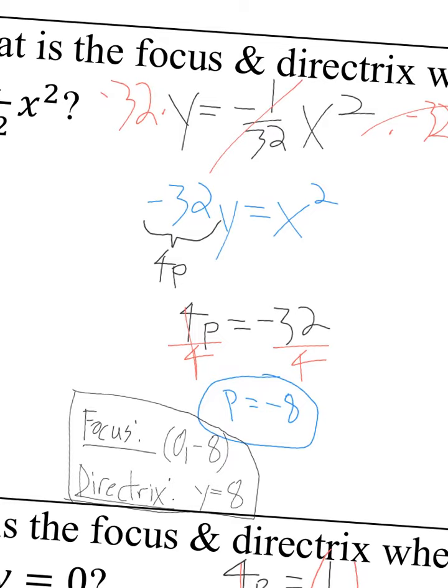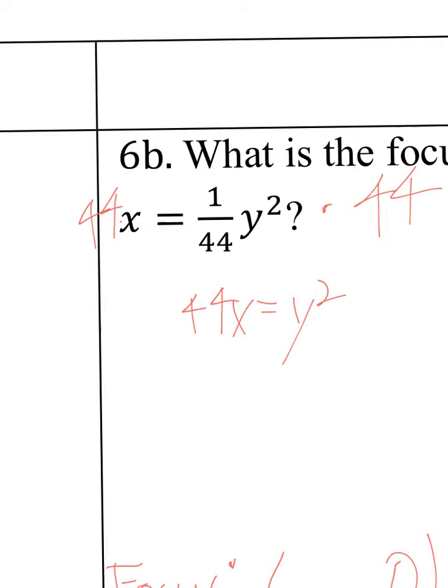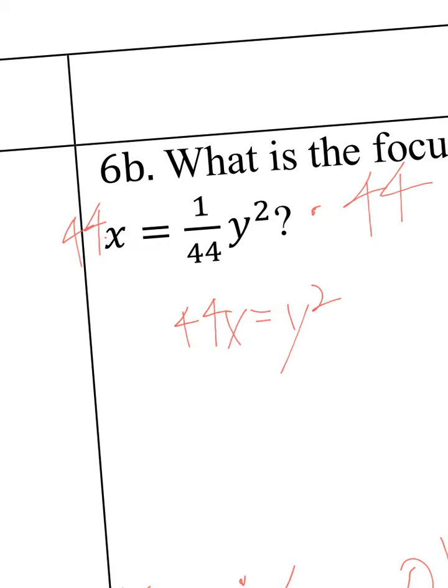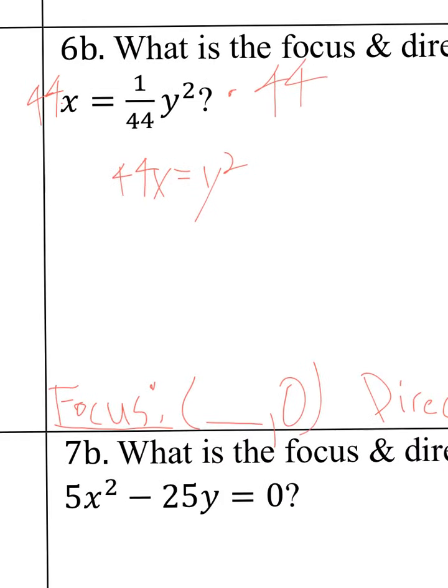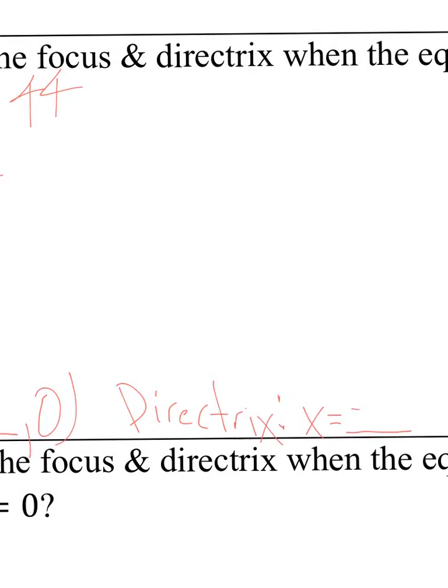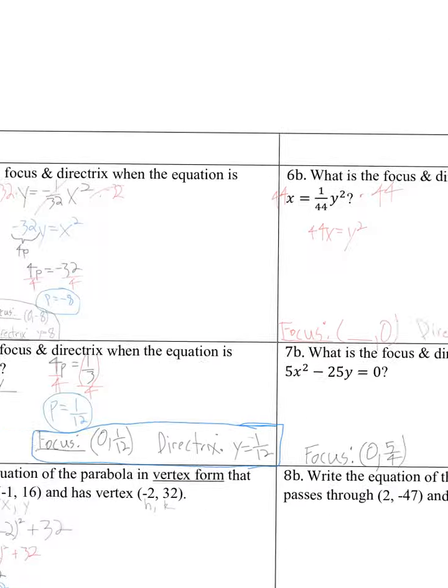Since I get p equals negative 8, and since the original equation was y equals, I put it in the y coordinate, so focus is 0, negative 8, and then I flip the sign for the directrix, y equals positive 8. Okay, so the one next to it, I just started you off: flip it, multiply each side by 4. This one's going in x equals, so your focus is the x coordinate, and then directrix is x equals, and I even wrote a negative there so you don't forget to flip the sign.